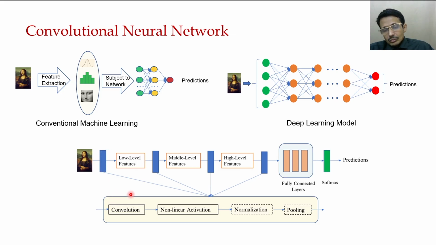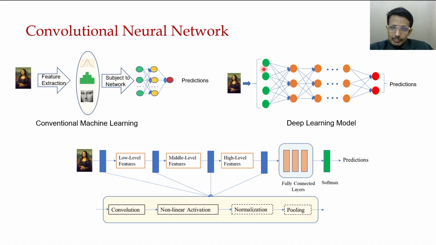Now it may not always be the case that normalization or pooling are part of this layer, but in general this is the general structure or general component of these layers. Now one by one we will see what these components are in the next slides.